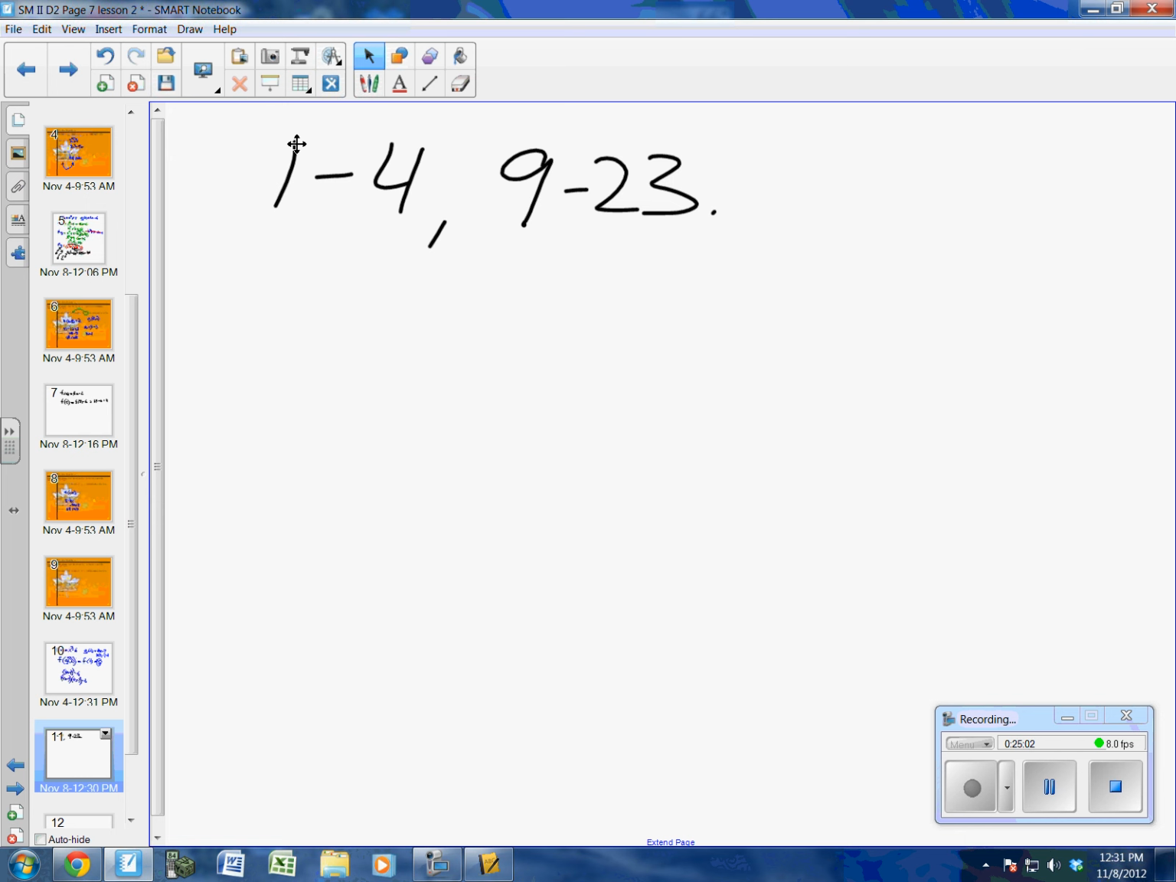Don't worry about f divided by g on this, you guys. Cross out the f divided by g. We are not doing f divided by g.